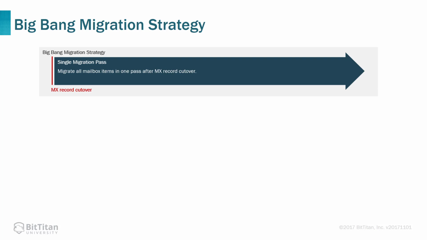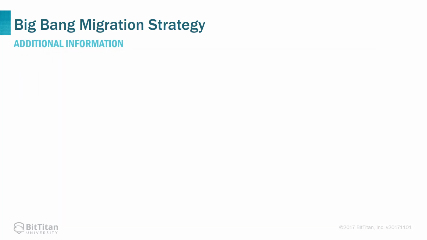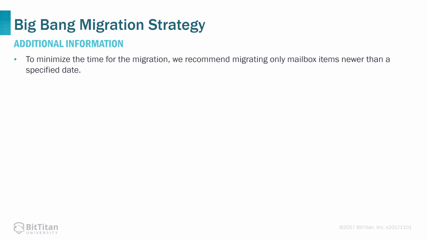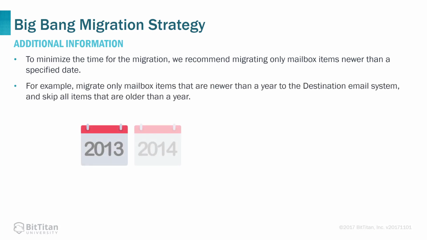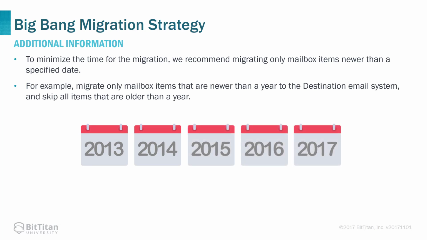Here's some additional information about performing a mailbox migration using the Big Bang migration strategy. To minimize the time for the migration, we recommend migrating only mailbox items newer than a specified date. For example, migrate only mailbox items that are less than a year old to the destination email system and skip all items that are more than a year old. To migrate only mailbox items newer than a specific date, define a date range filter in the MigrationWiz project's advanced options.